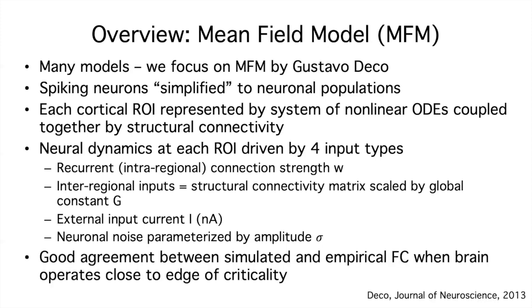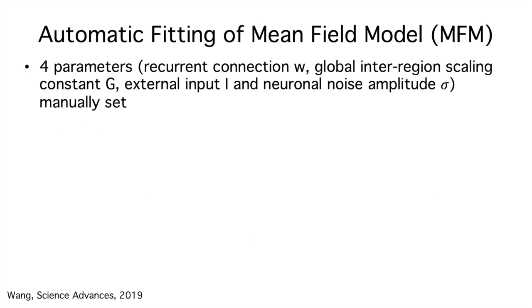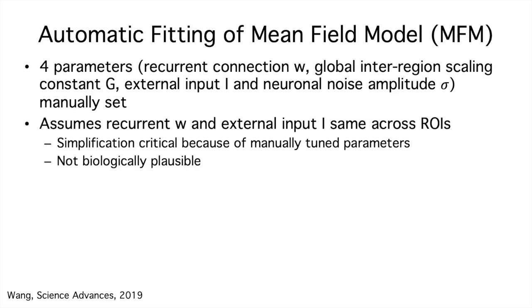Gustavo and colleagues have shown that there's good agreement between simulated and empirical function connectivity when the brain operates close to the edge of criticality. So one tricky situation is that the 4 parameters are manually set. And furthermore, they assume that the recurrent connection strength W and the external input I are the same across all regions.